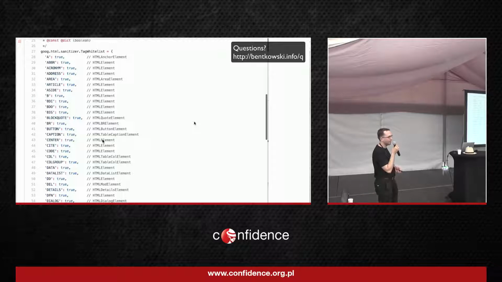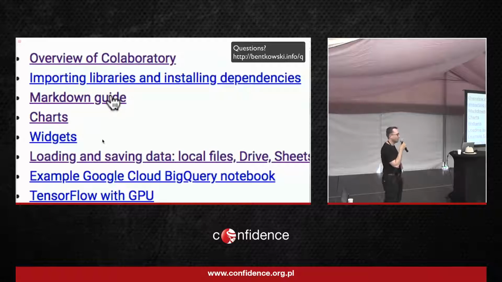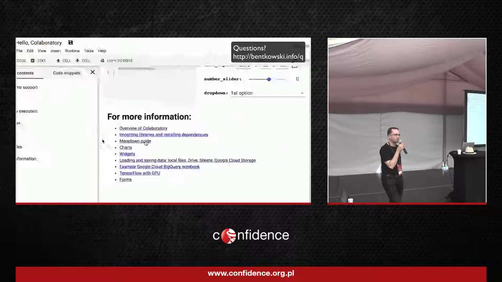I was trying to bypass the sanitizer from Closure. However, I wasn't able to. I mean, this is a very popular solution, so it wasn't very likely that it would be easy to bypass it. So I went back to the collaboratory and had a look at the pentester's best friend, which is the documentation. So let's have a look at the Markdown guide.